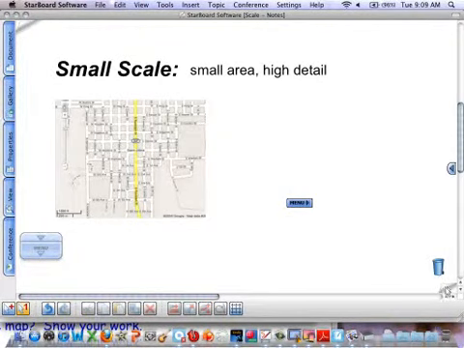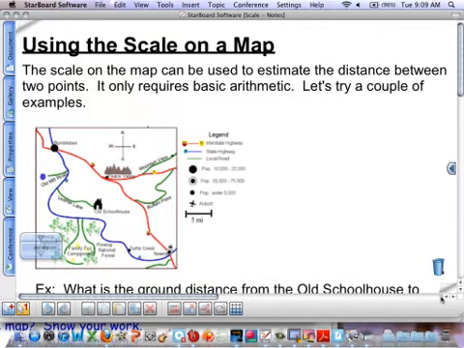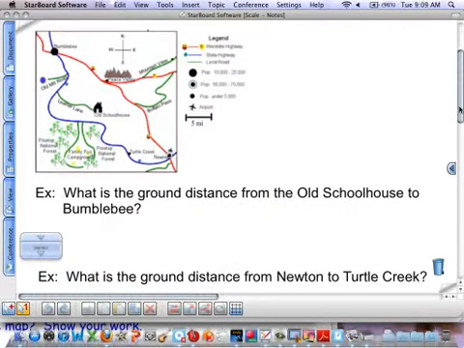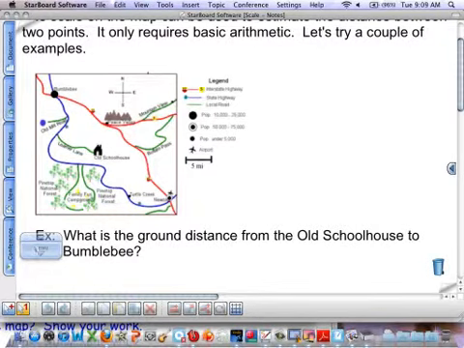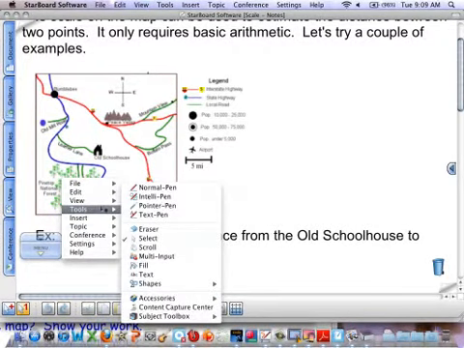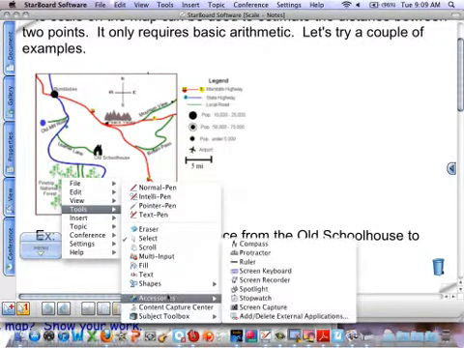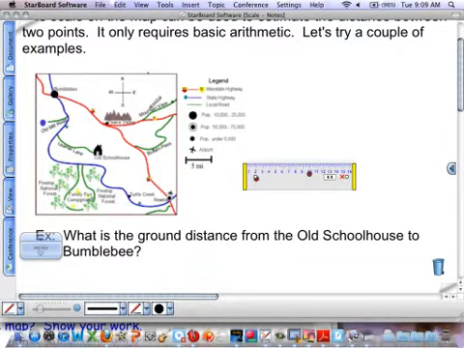So let's talk about using scale. This is important, that we should learn how to read a map. This is what we're actually going to be doing tomorrow, as we'll need to be able to read maps. So on here, I had this little make-believe map. And let me bring up our little tool here. That's our little ruler.